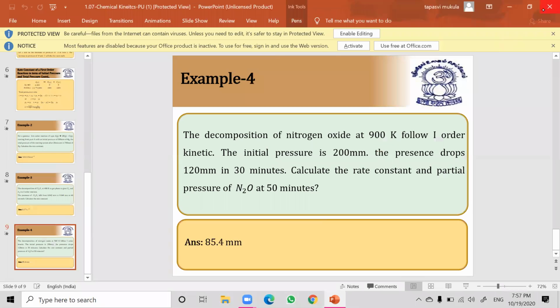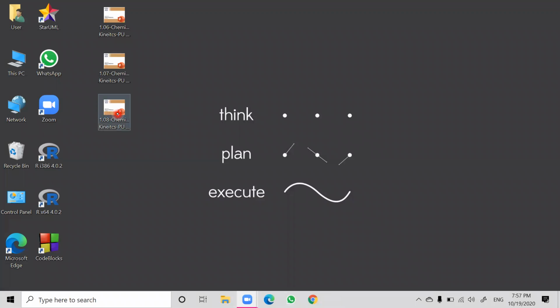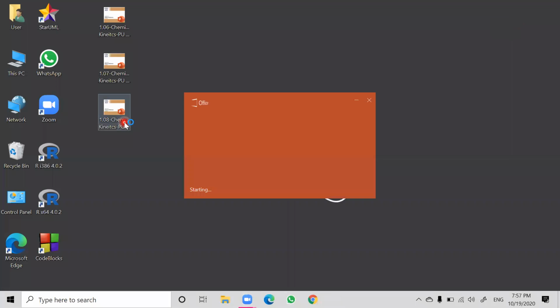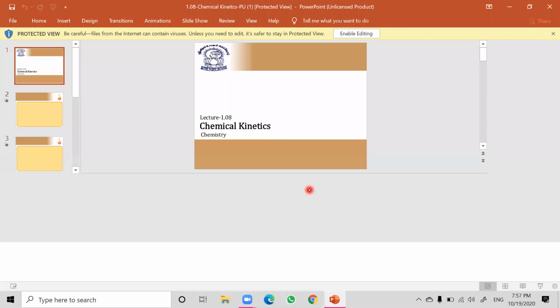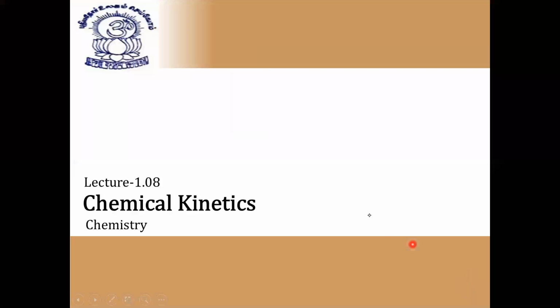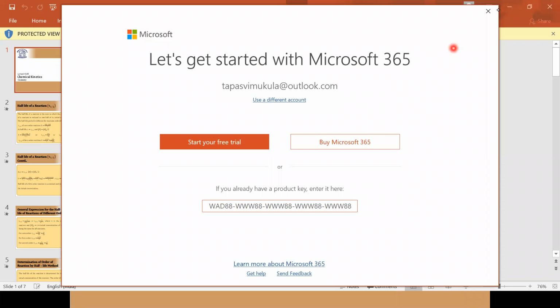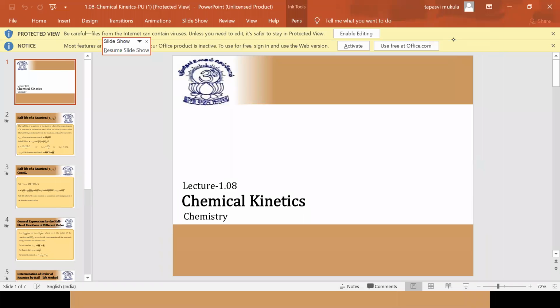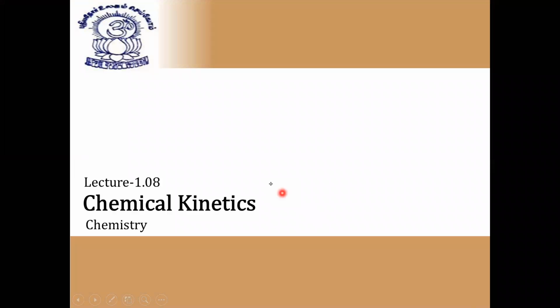Next we have a very important concept in this chapter, that is how to find the half-life of first order kinetics. So far we have done the integrated rate equation for zero order reaction and the integrated rate equation for first order kinetics, as well as how to find it with respect to volume, pressure, and number of moles. All are most important.